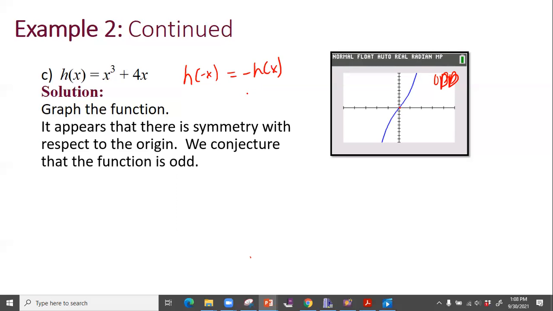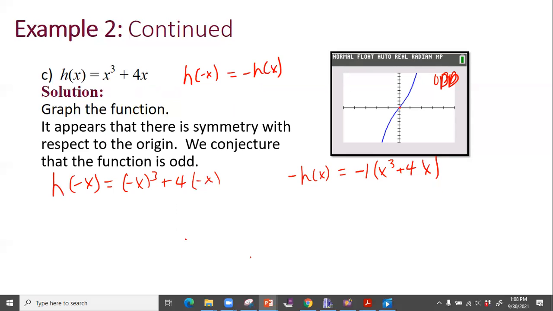Okay? So when I do h of negative x, that means wherever x is now is a negative x. And I do negative h of x, which means I'm multiplying the entire thing by negative 1. They should come out to be the same. So this one comes out to be negative x cubed, and this one comes out to be minus 4x. This one, I distribute my negative, comes out to be negative x cubed, and this comes out to be minus 4x.